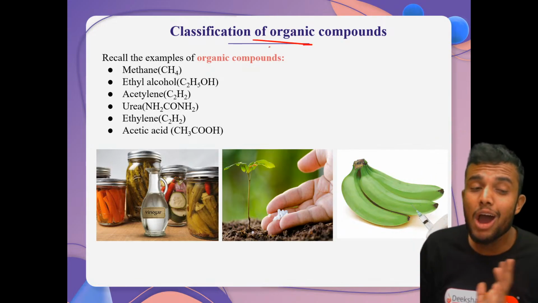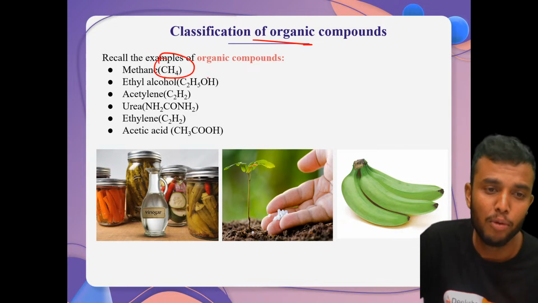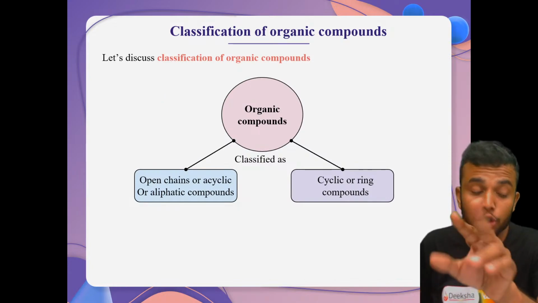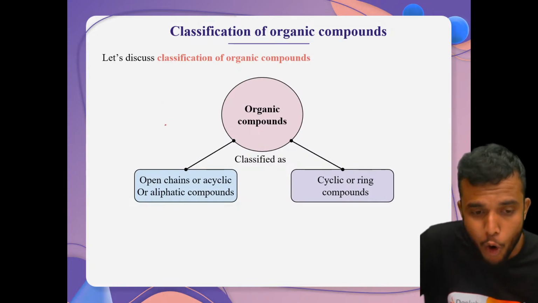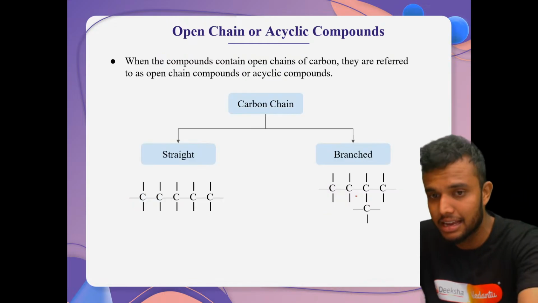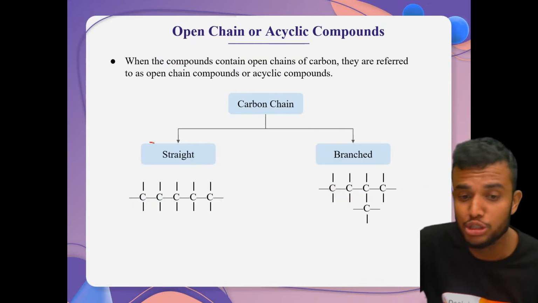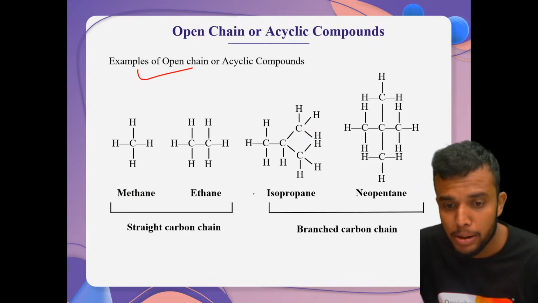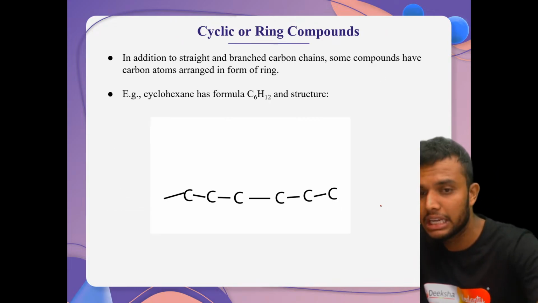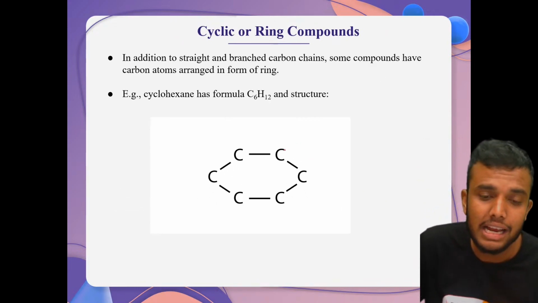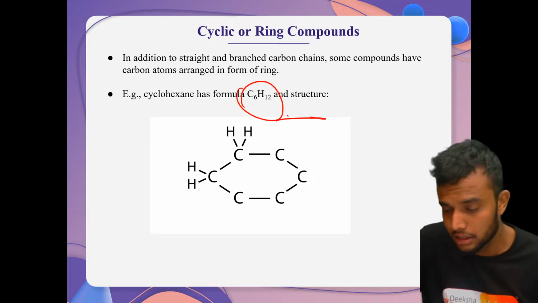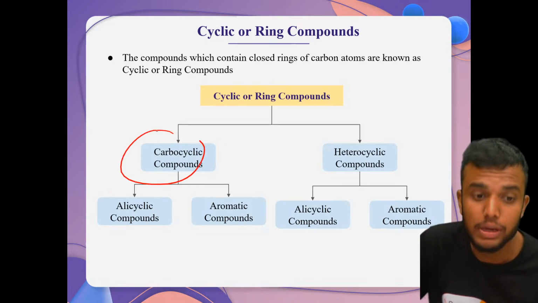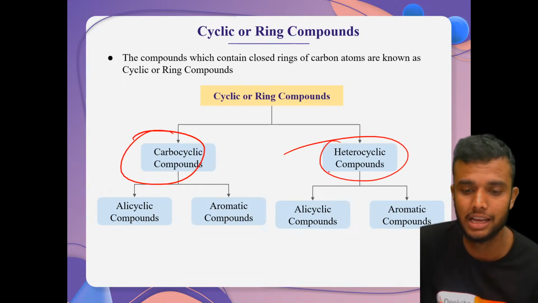We have many organic compounds. For example, methane is also an organic compound, ethanol, acetylene, urea, everything. We classify organic compounds into two types, my dear students. The first type is open chain and the second type is cyclic. In open chain, we classify into straight chain and branched chain. Open chain examples: methane, ethane, isopropane, neopentane, branched chain, everything. And also cyclic compounds, like cyclohexane. Cyclic compounds are further classified into two types: first, carbocyclic compounds, second, heterocyclic compounds.